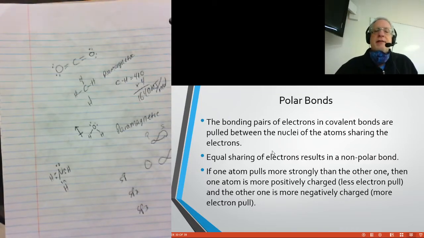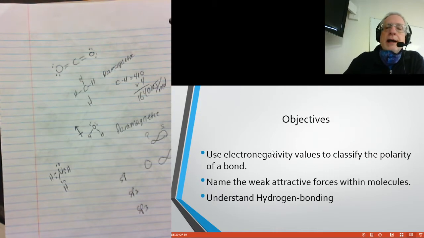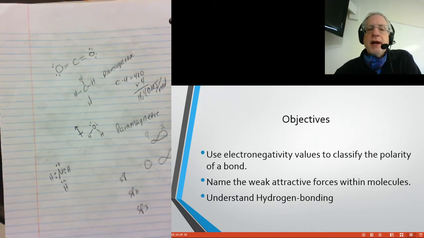All right, welcome to the last section of chapter 16. The objectives are we're going to make use of those electronegativity values that we talked about before, and we're going to talk about different types of bonds. There's more than one way you can have a covalent bond.